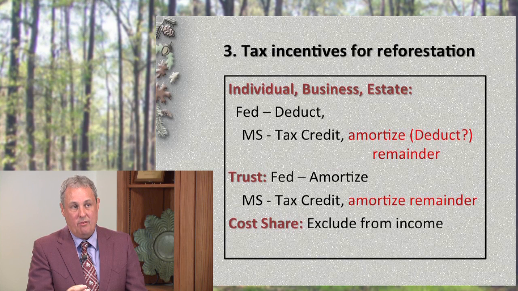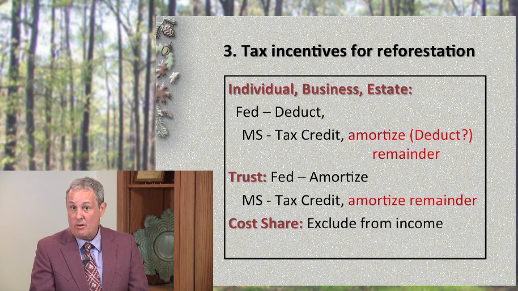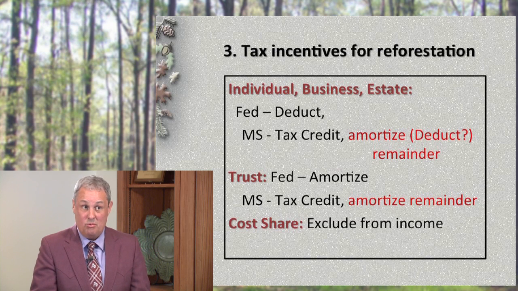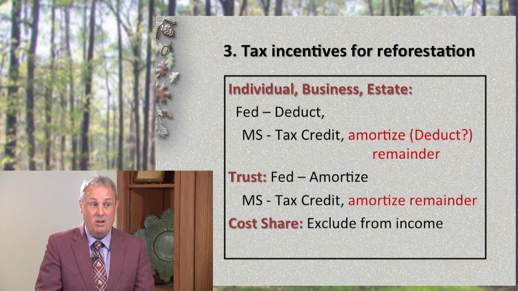We have, for individuals, businesses, estates, on the federal side, you'll be able to deduct as ordinary expenses any reforestation costs. On the Mississippi side, we have a 50% tax credit, and then you'll be able to amortize, or if you have the guts, you can deduct it. I'll go into that in a second.